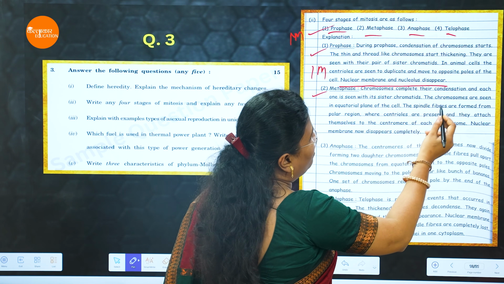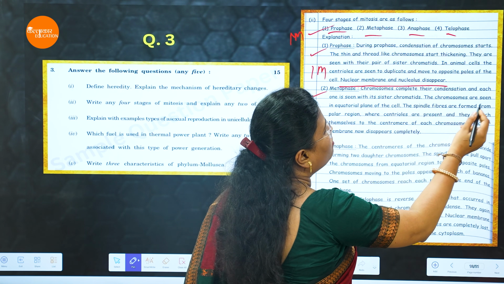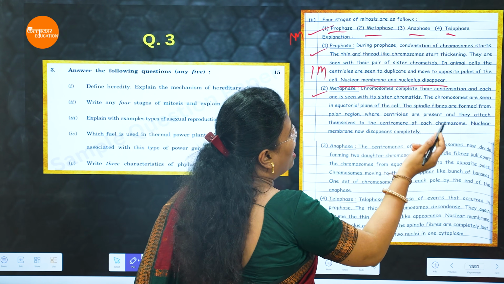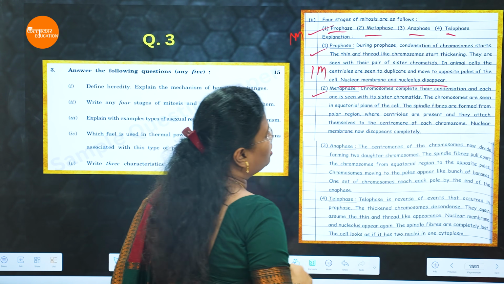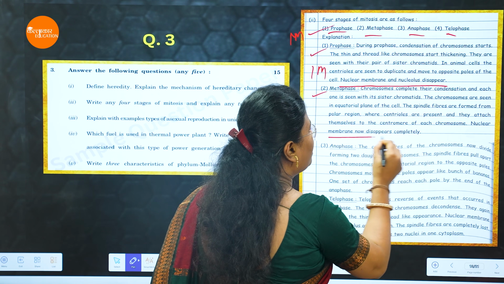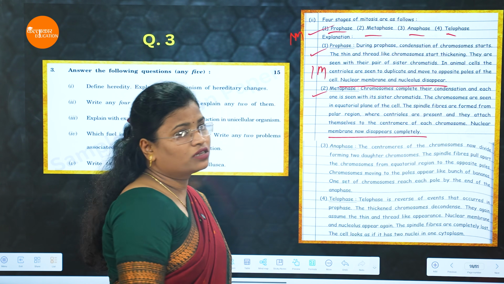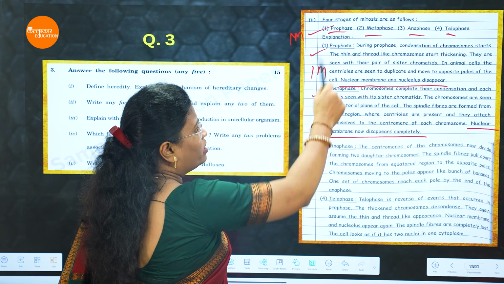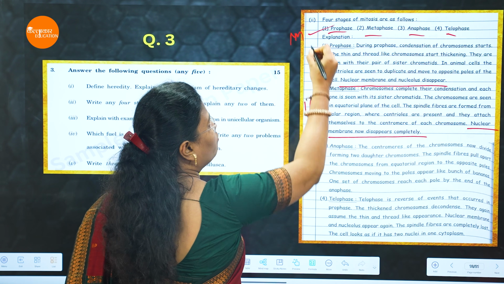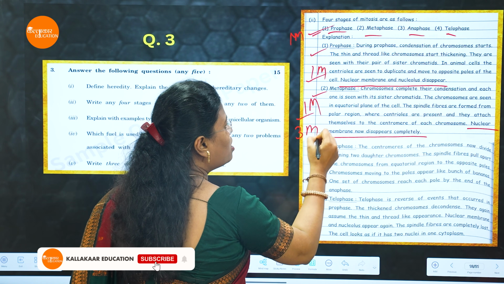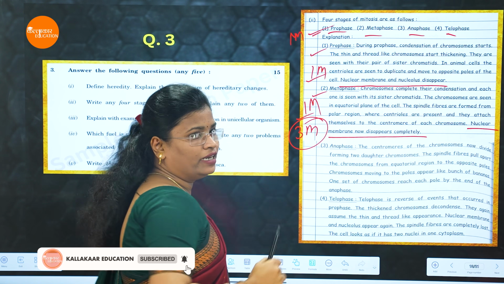The spindle fibres are formed from the polar region where the centrioles are present and they attach themselves to the centromere of each chromosome. The nuclear membrane now disappears completely. So this point is very important. For this you will get 1 mark. So 1 mark here, 1 mark here and 1 mark here. You will get a total of 3 marks for this entire answer.